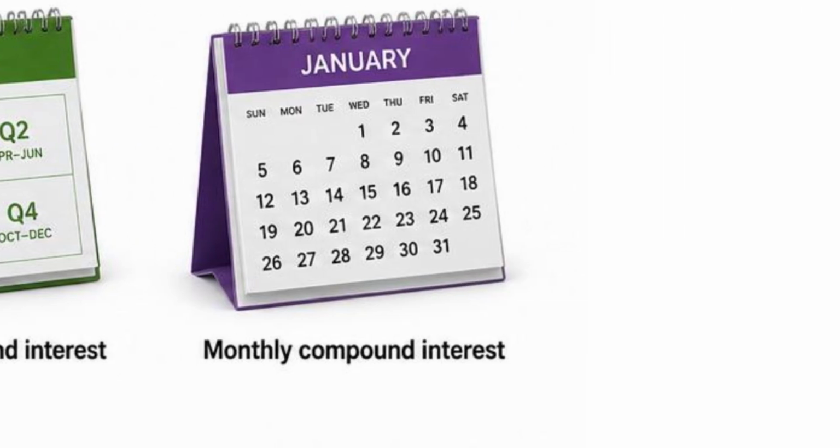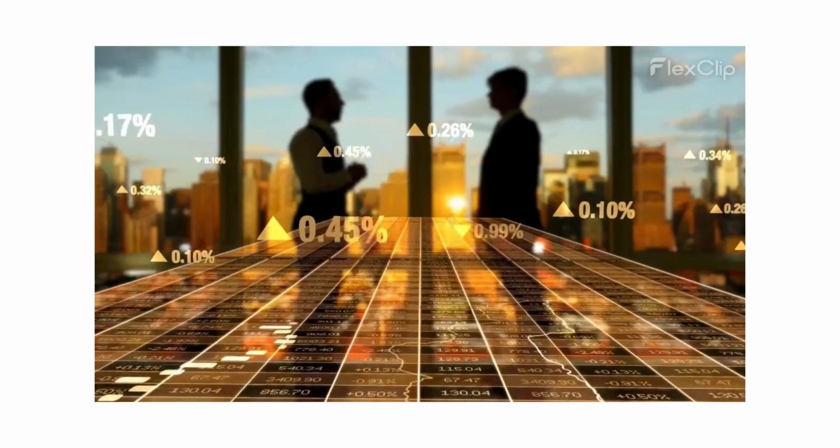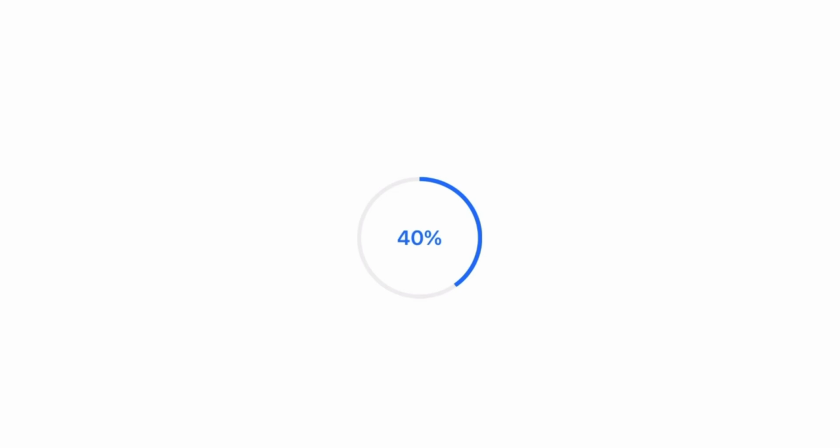Monthly compound interest. Credit cards, mortgages, and many online savings accounts use monthly compounding. For savings, this works in your favor. For debt, it works against you. When a credit card charges interest monthly on an unpaid balance, the amount you owe grows every 30 days even if you never make another purchase.